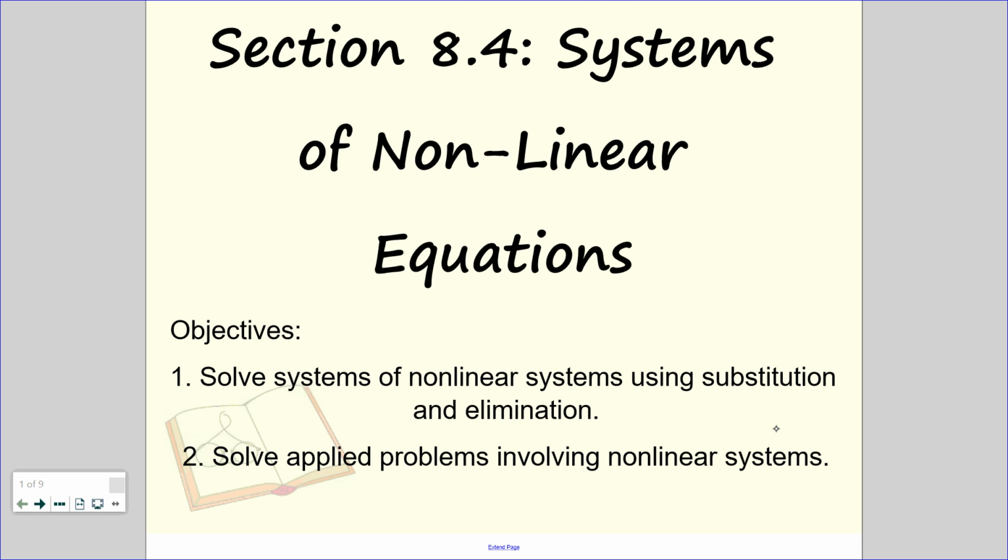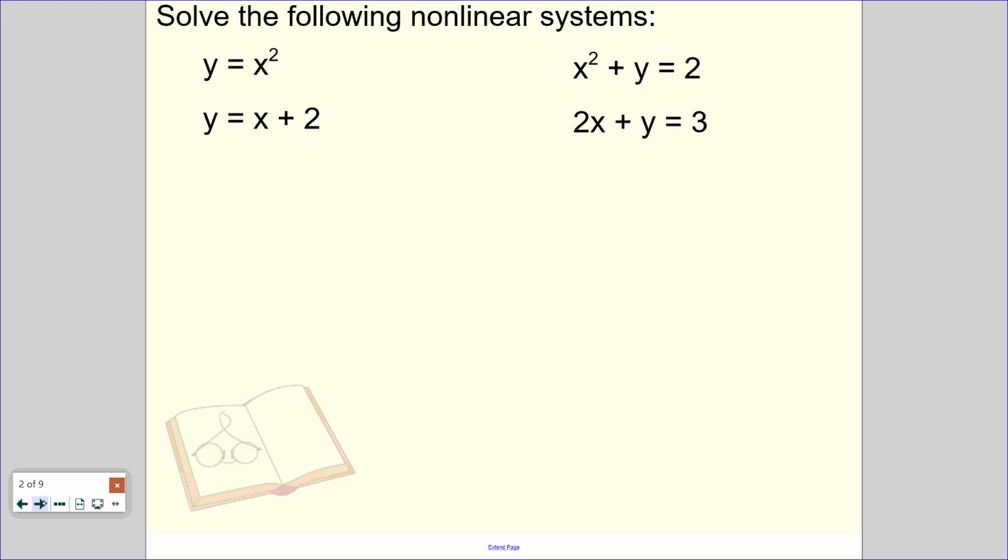But we may not have linear equations anymore, meaning you might see something like a squared in this first example. Solve the following nonlinear equations. The first equation is y equals x squared, and the second is y equals x plus 2. Again, we can either choose substitution or elimination to solve. Remember, graphing isn't going to be an excellent choice here because it's not very accurate, although you could use that for sure to check your answers.